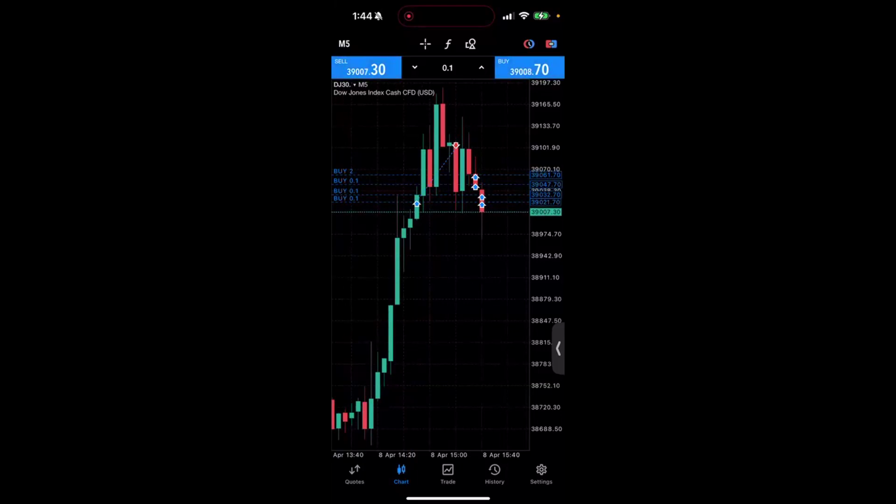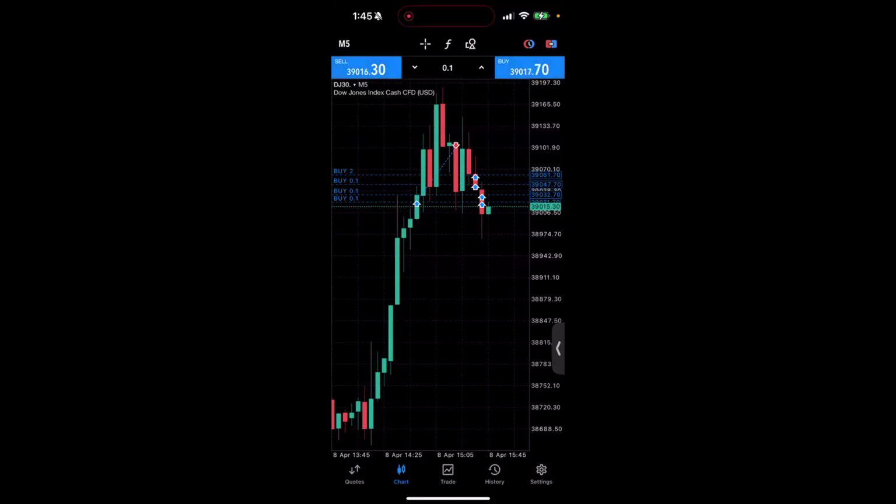You can't use 0.0. This is the lowest lot size for DJ30. It's an indices pair. Remember, I explained it to you. Okay, for DJ30. I'm talking in terms of gold. No, what I'm teaching you is not in terms of other pairs, it's in terms of US30. 0.1 is the lowest lot size. It's just like trading with 0.01.